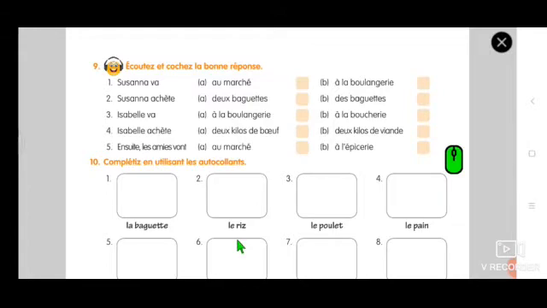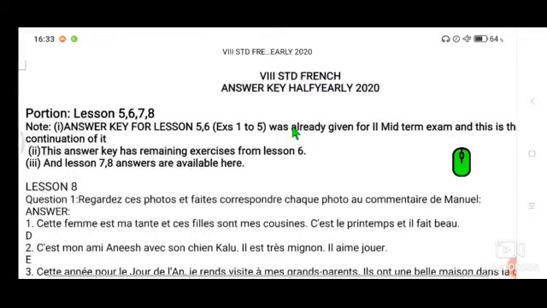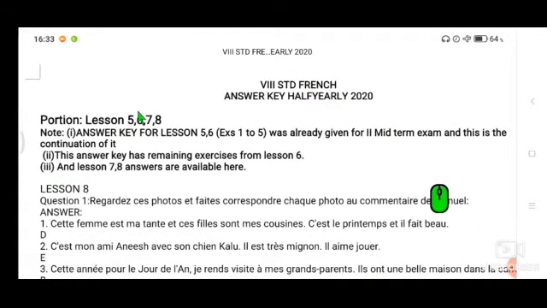Now let's go to the answer key. This is your French answer key for half yearly. I want to discuss this and tell you what all you have to note down. The portion you already know, 5, 6, 7, 8, and the second midterm answer key is also there, as a continuation. You must have both answer keys so that you will do your exam well. You can use these answer keys for preparation or revision.